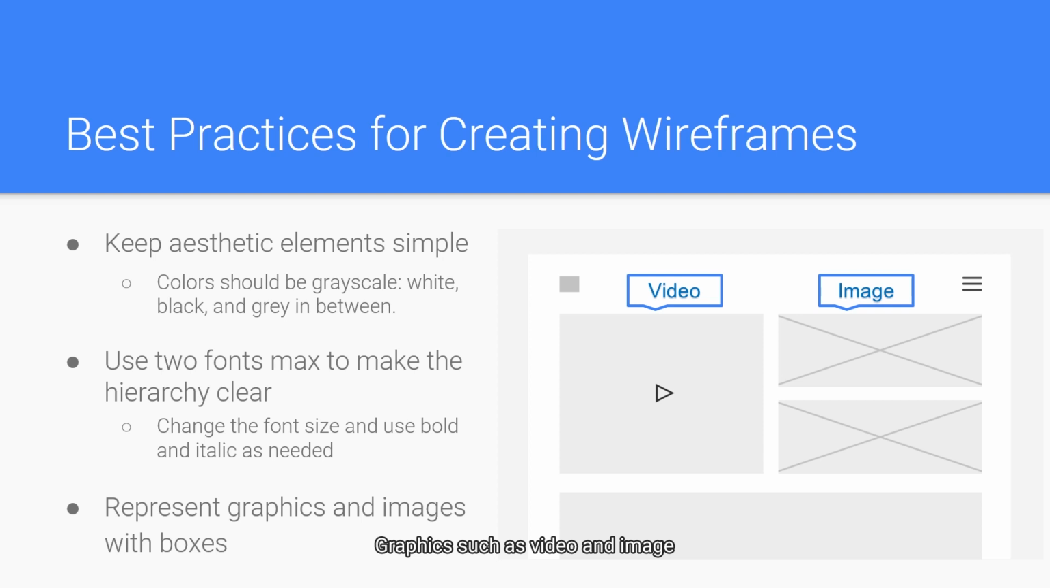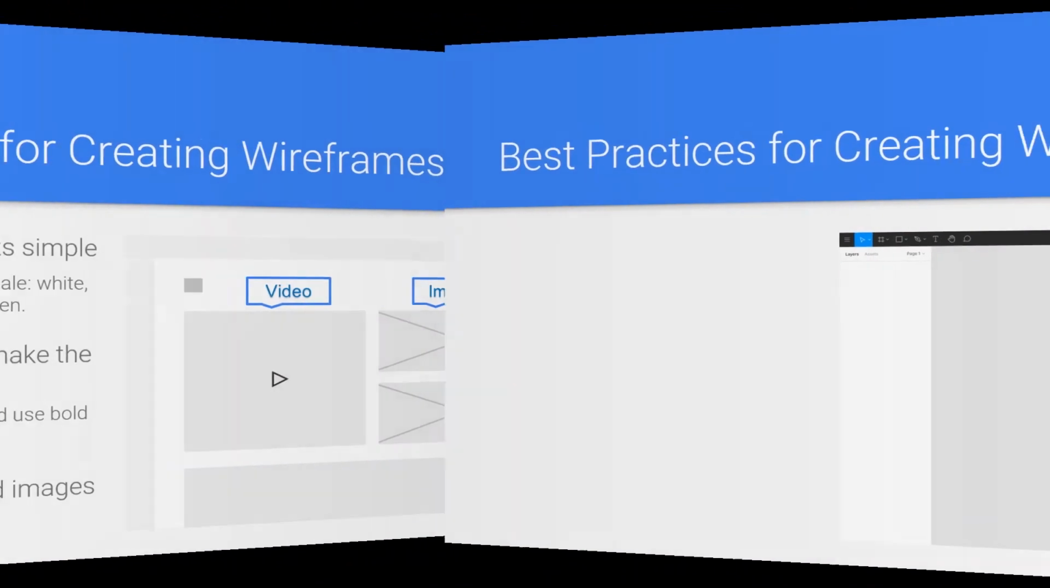Graphics such as video and image can be represented with boxes. Keep the focus on the layout by using simple symbols that signal the future placement of graphics and images. Call out video placement with a triangle as a play button on applicable boxes. Image placement can be represented as squares or rectangles with X through them.